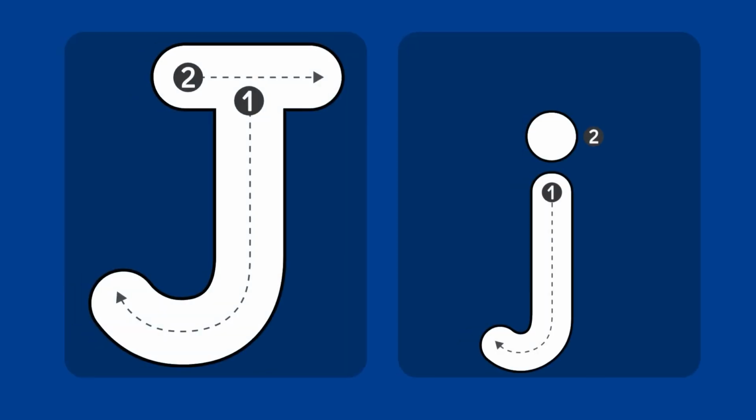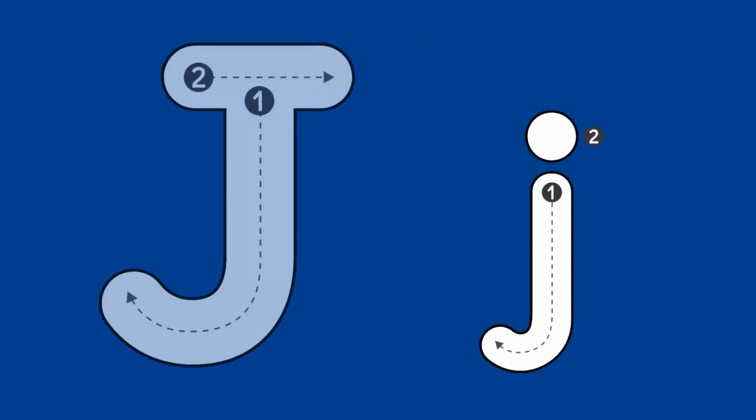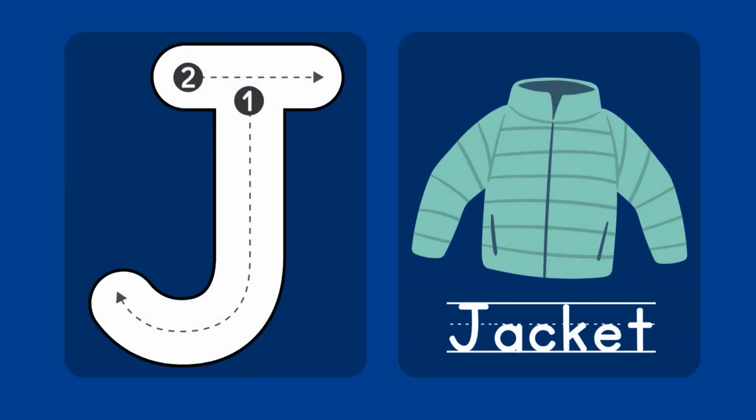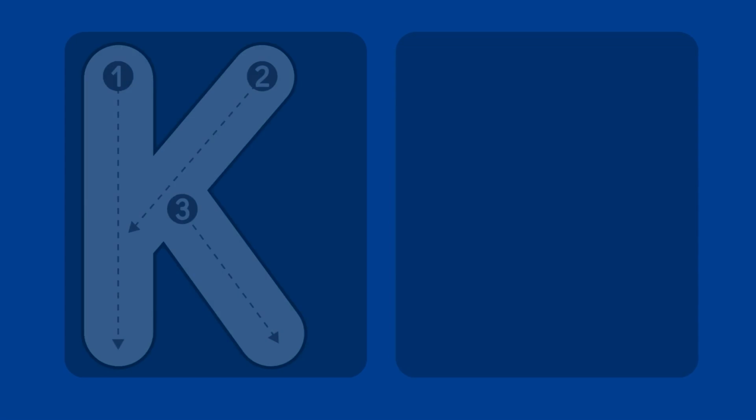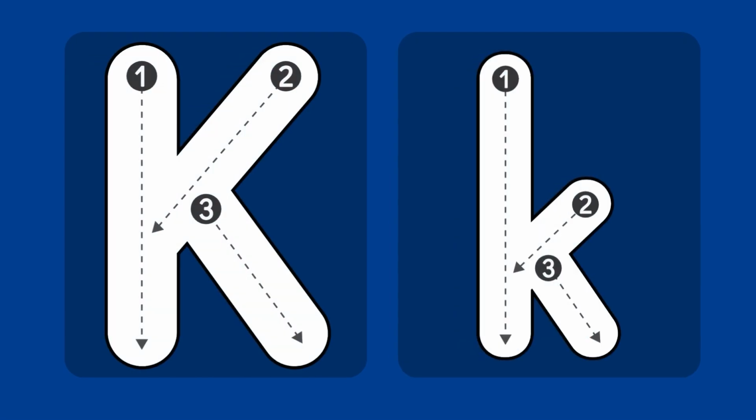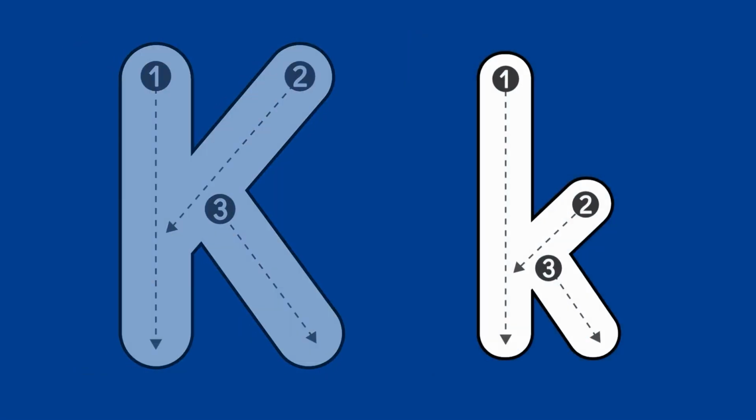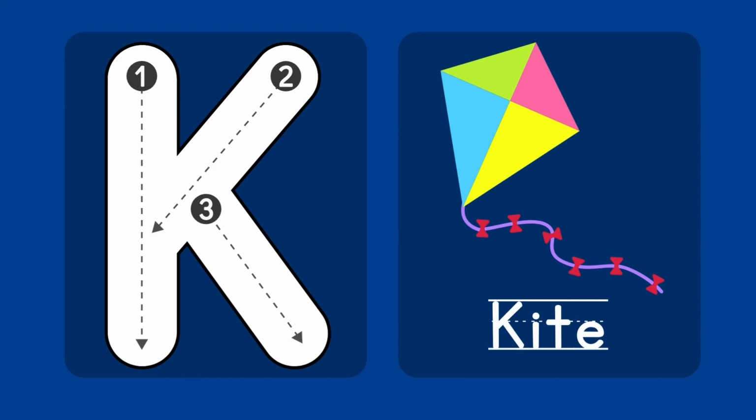Follow the number to write the letter. J for jacket. This is how you write K. K for kite.